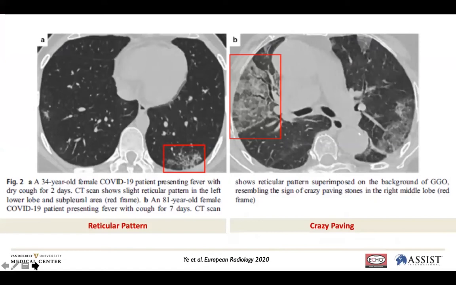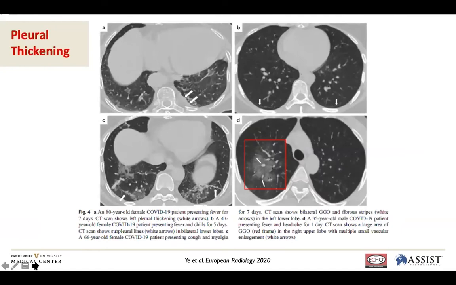The virus can present many different ways. It could be a reticular pattern like you see on the left, or on the right, a crazy paving pattern that you see in this large rectangle circled in red. Next slide, please. Other presentations include pleural disease, pleural thickening at the top left and bottom left, as well as slight and discrete fibrous type arrows on the B figure on the top right, or large ground glass opacities with a center density on the D panel.